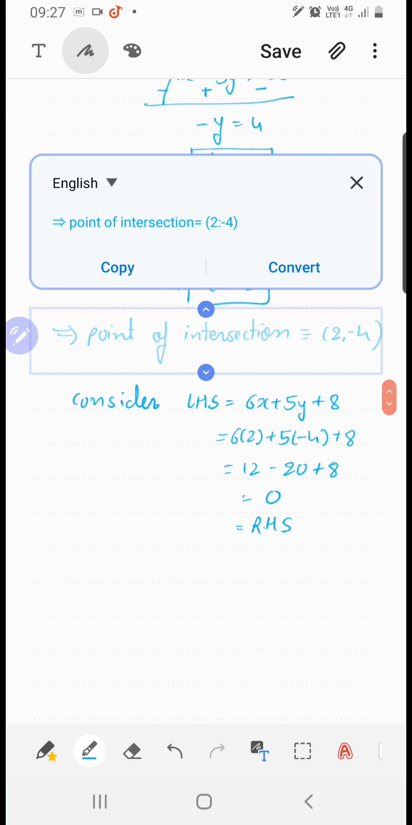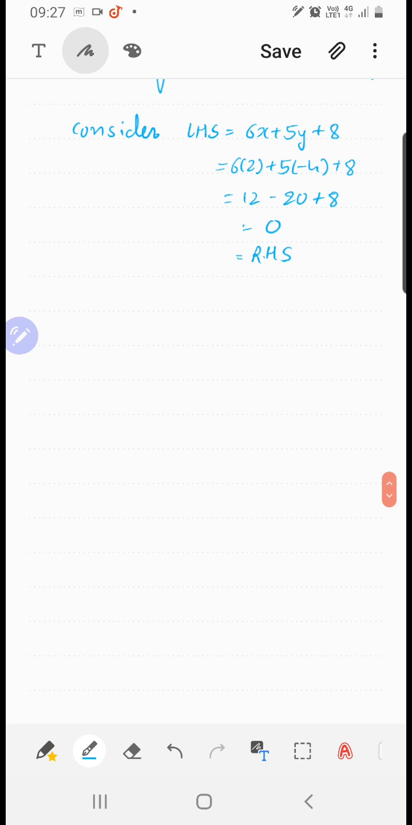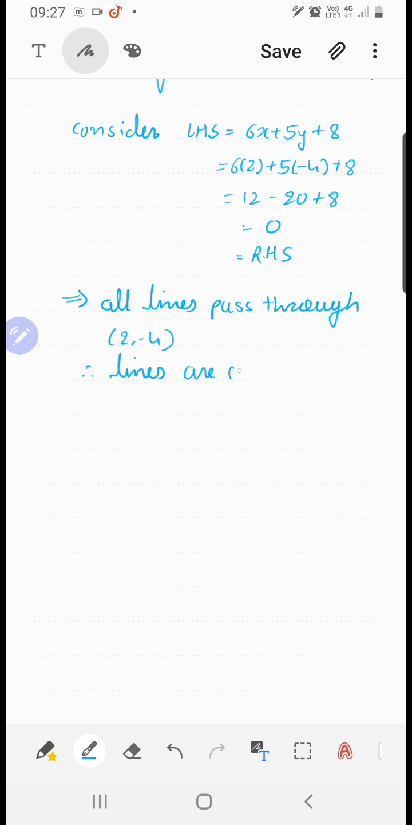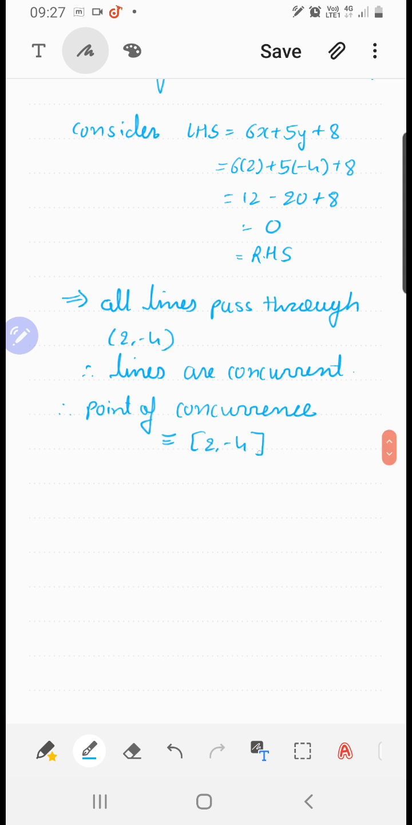Can I say this implies all lines pass through 2 comma minus 4, and therefore the lines are concurrent. Also, the point of concurrency is 2 comma minus 4. Okay, so it's a very simple sum, where we need to remember concurrent means through the intersection of any two lines the third line passes.